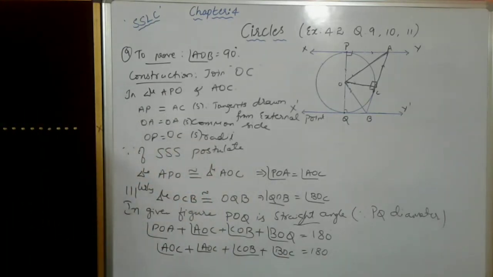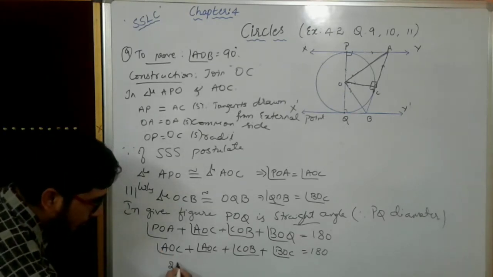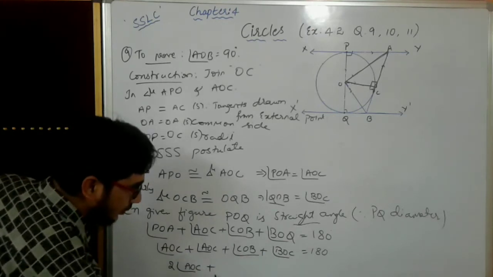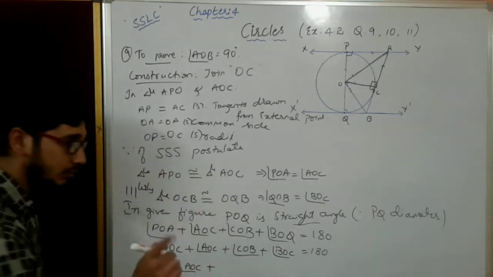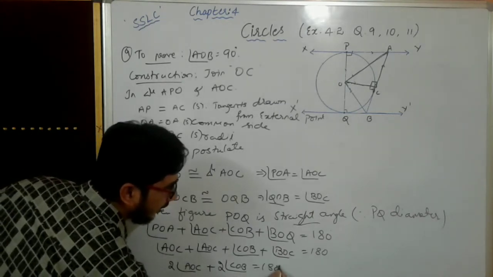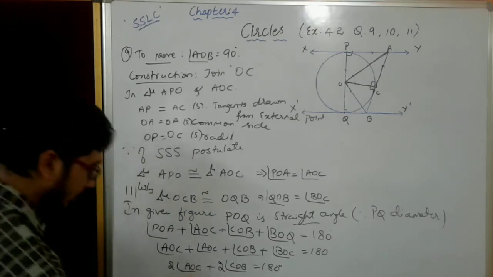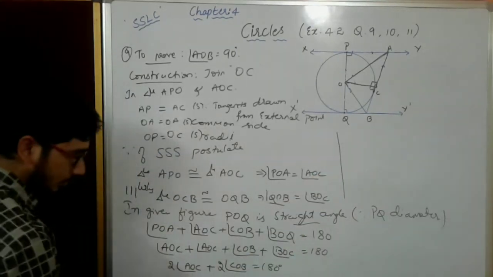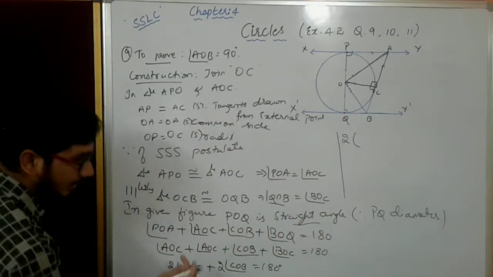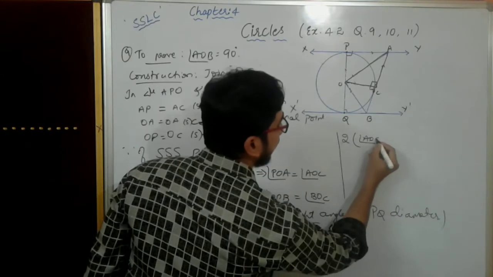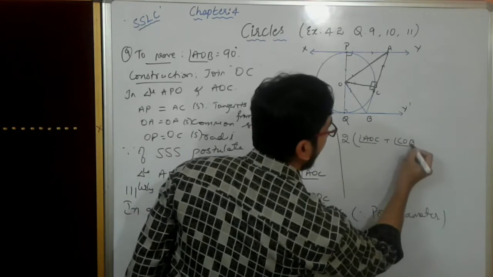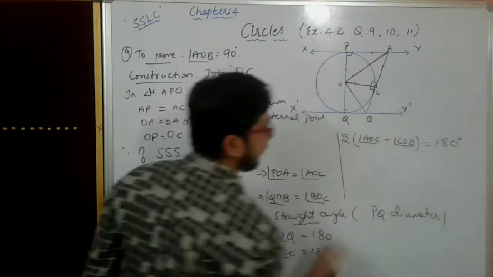Now add these two. AOC plus AOC is twice the angle AOC, plus COB and BOC, both are same, twice COB, which is equal to 180 degree. Now one more step I'll write here. Take 2 common outside. 2 times angle AOC plus angle COB, which is equal to 180 degree as it is.